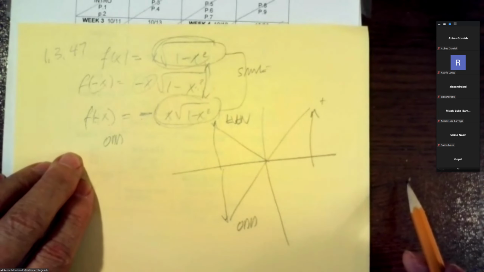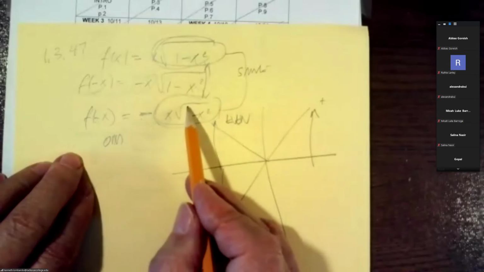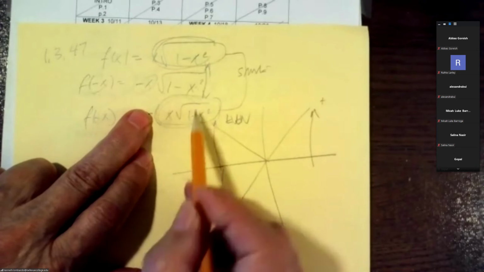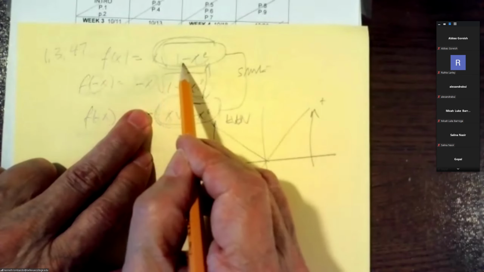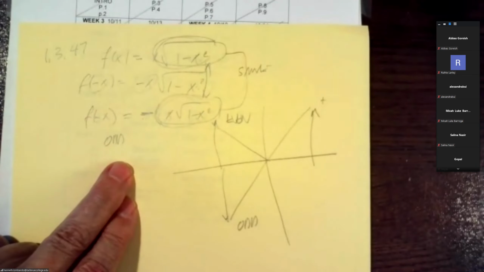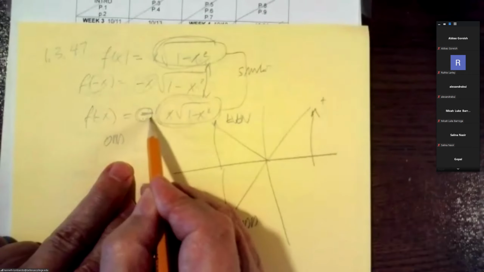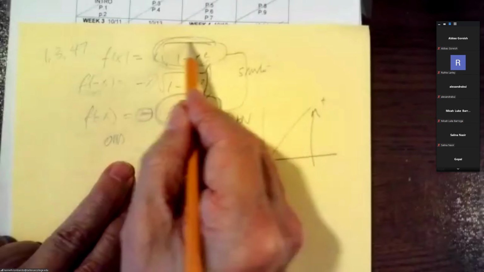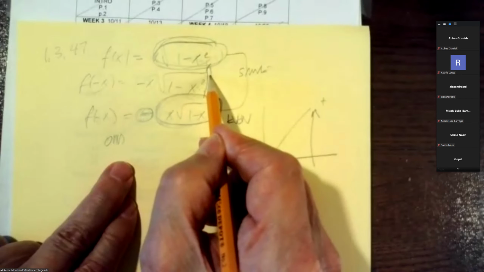But how are they the same? Because they're both equal to x times the root of 1 minus x squared. But the f of negative x has the negative sign, right? Yes, right here. It's a negative times this value, and this value and this value are the same.